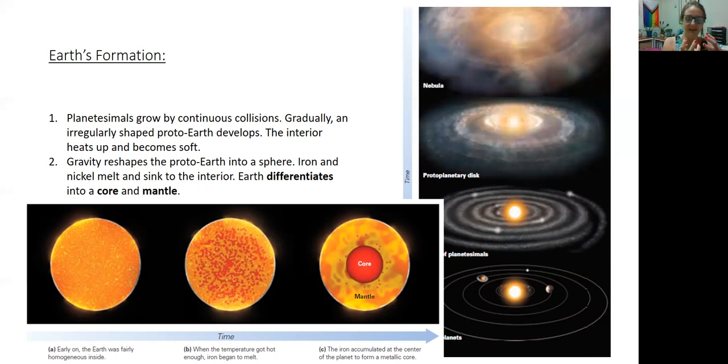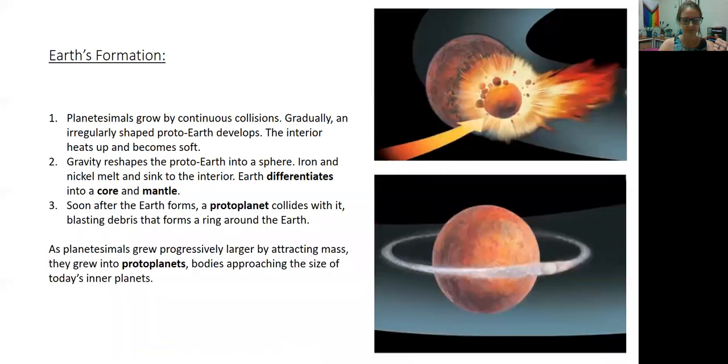So as iron and nickel, these heavy elements, sink down into the center of Earth, that leaves the lighter elements closer to the surface of Earth. Right? And this is called differentiation. The Earth differentiates into a core that has the really dense iron and nickel metals, and a mantle, which is close to the surface and has less dense material, not as much iron or nickel. All right, so the Earth is forming. It has differentiated into a core and a mantle, the metallic inner core, the mantle, not as metallic.